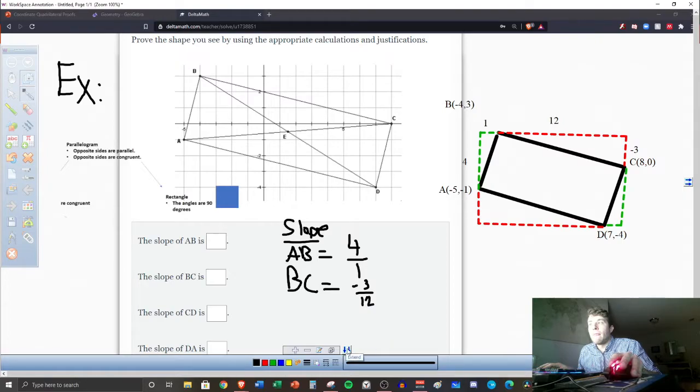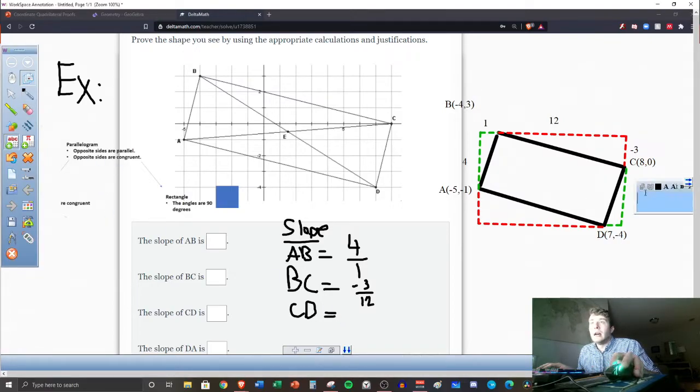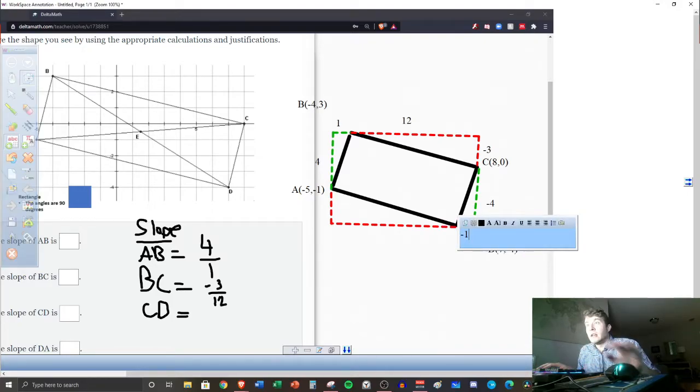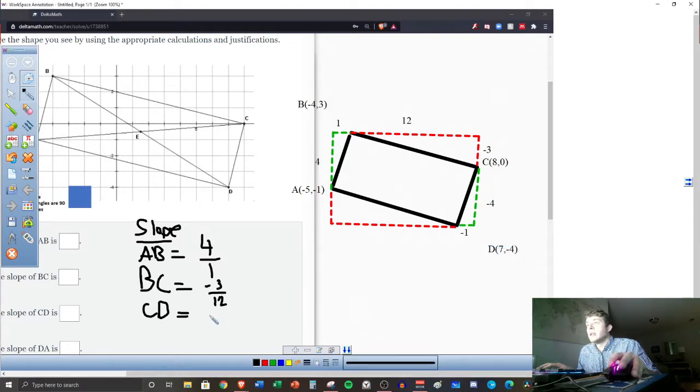Okay. Then we want CD. So CD is going to be -4. So it goes down 4 from 0 to -4. And then it's going to go over -1. So for CD, we get -4 as the rise over -1.